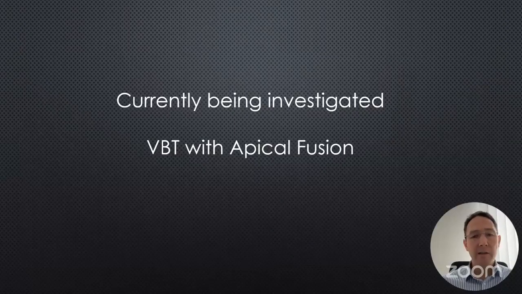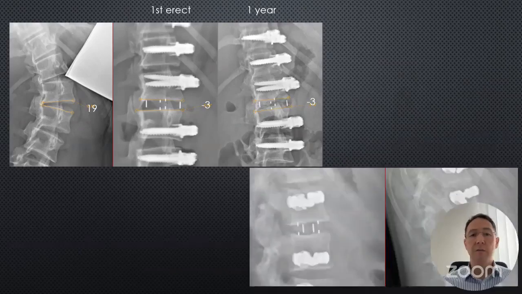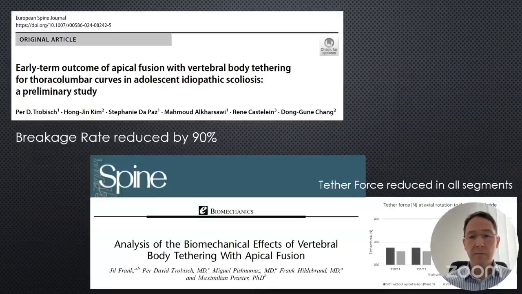Something that I really like is the apical fusion, which we started 5 years ago. That means if you have a very rigid and wedged disc at the apex, why not combine fusion with tethering, as you can see here? And it shows you after 1 year, we have a very nice outcome at the apex and no loss of correction because it's fused. And here's the sagittal.